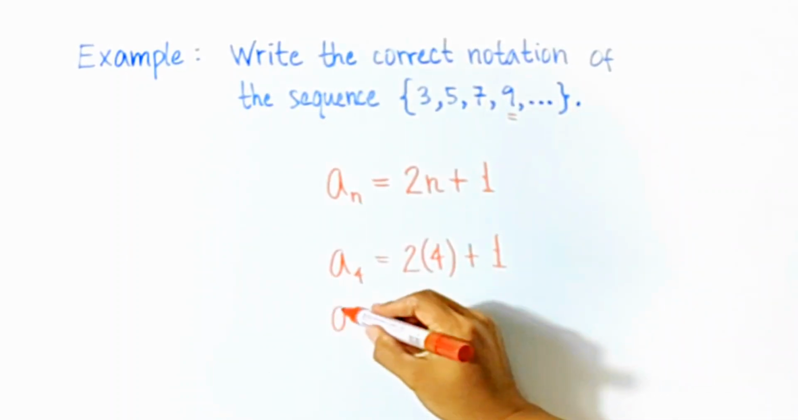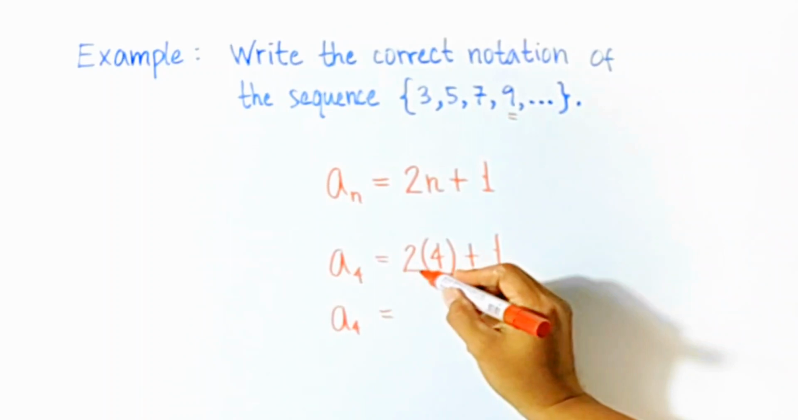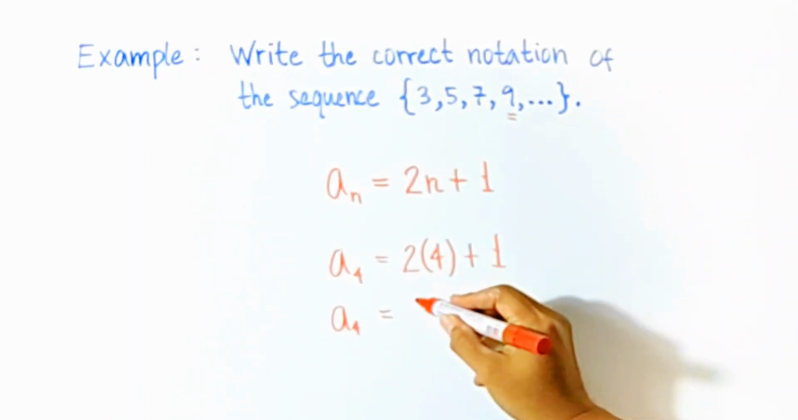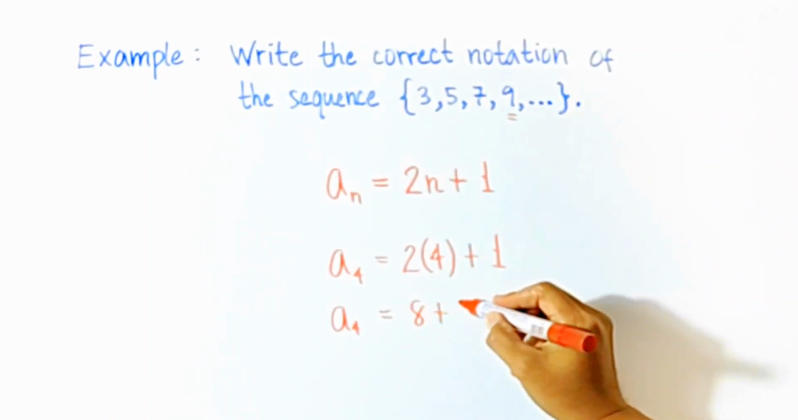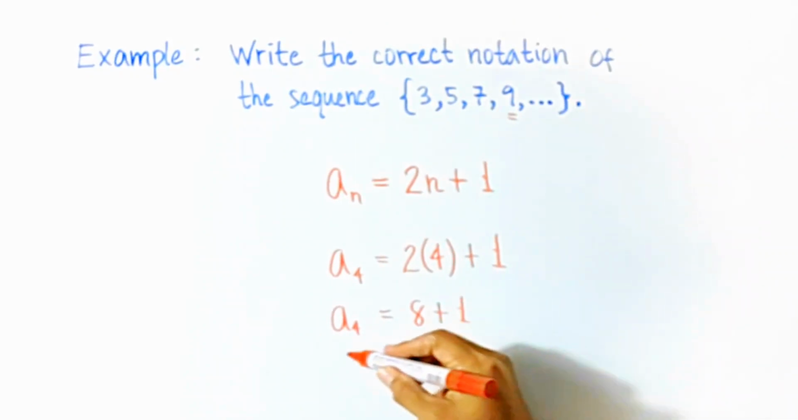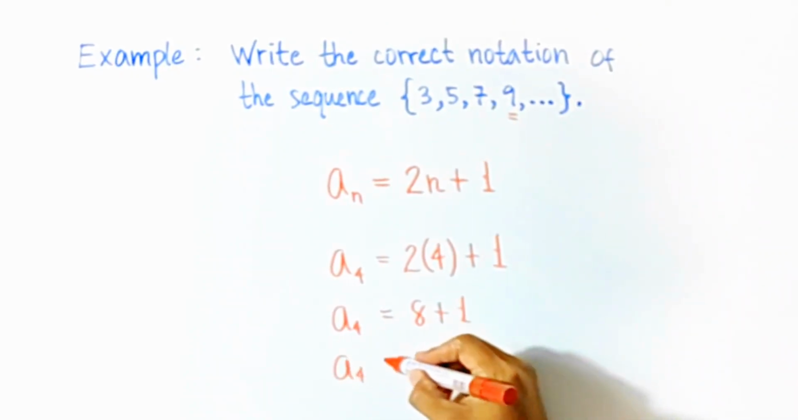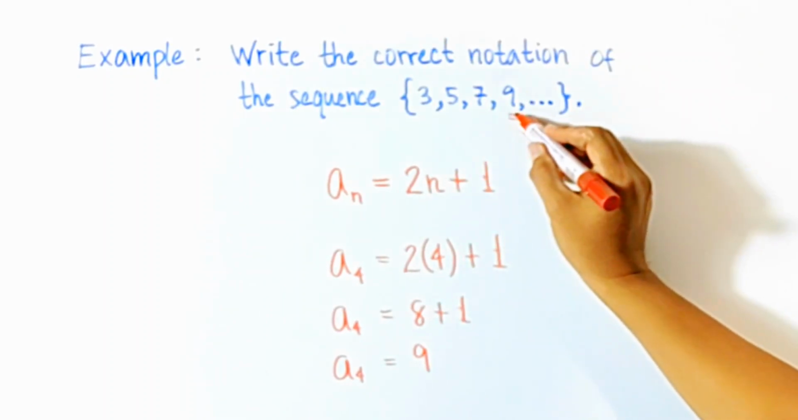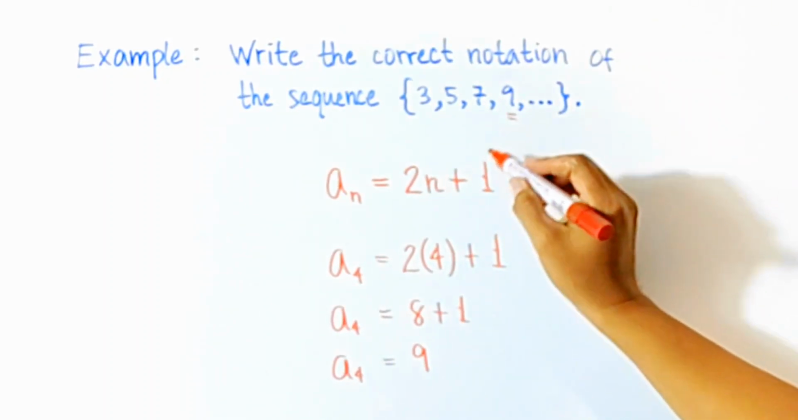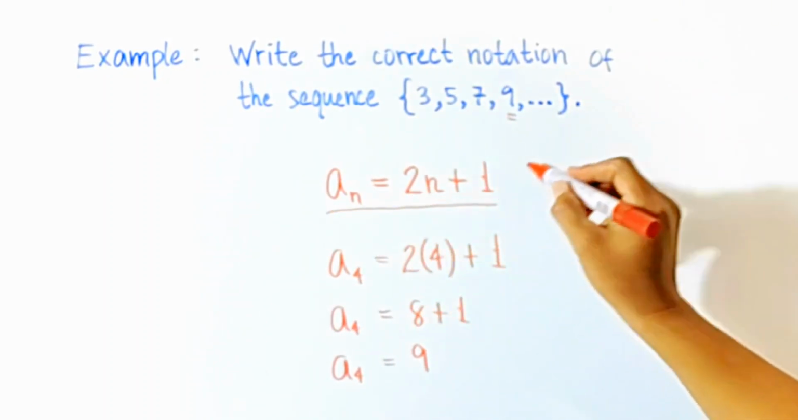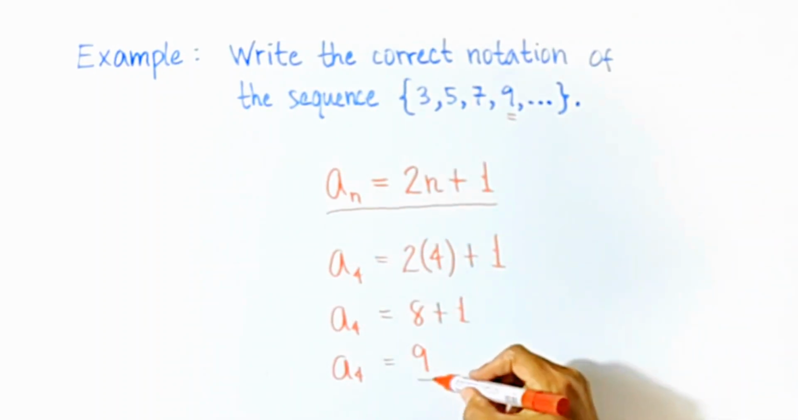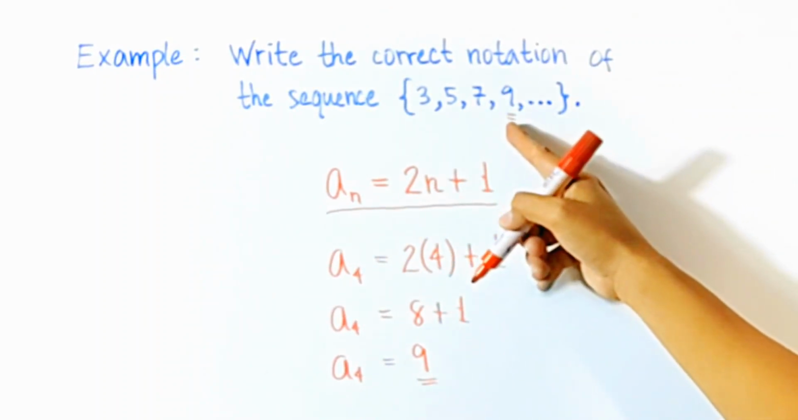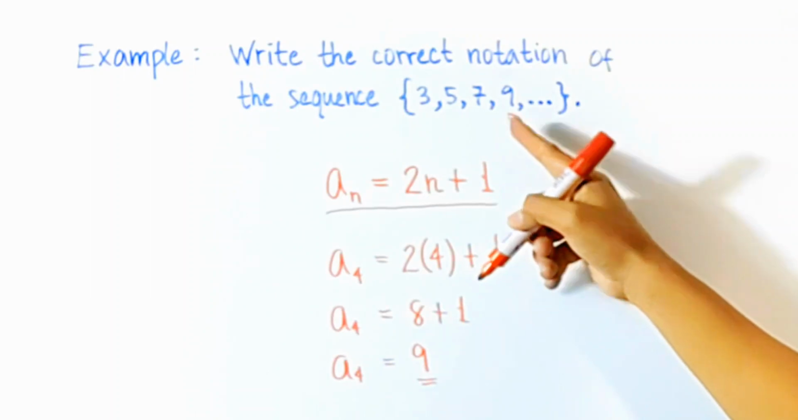We get A sub 4. We have 2 multiplied by 4 is 8. We are going to add 1. So A sub 4 is equivalent to 9. Therefore, the fourth term of the given sequence, using this notation, is 9. So we can see here that the fourth term of the sequence is 9.